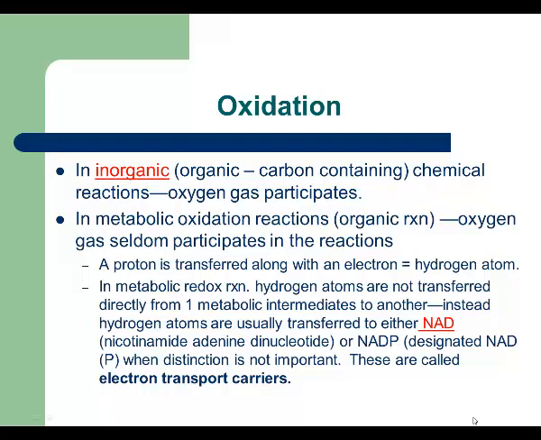It means in organic chemistry redox reactions, electrons will be transferred from one compound to another as part of a hydrogen atom. But please also remember, a hydrogen atom also cannot be transferred from one compound to another in biochemistry. Hydrogen atoms require electron transport carriers, and those are NAD or NADP molecules.